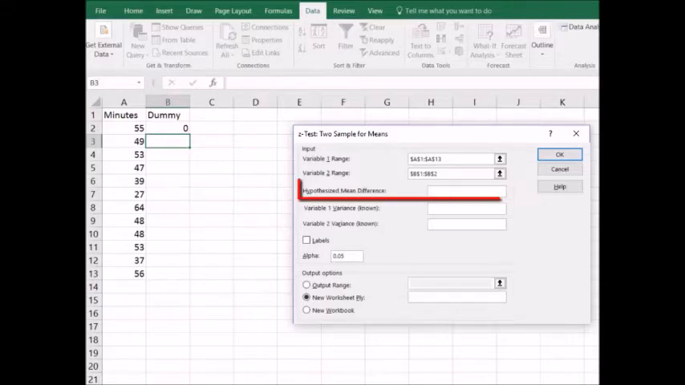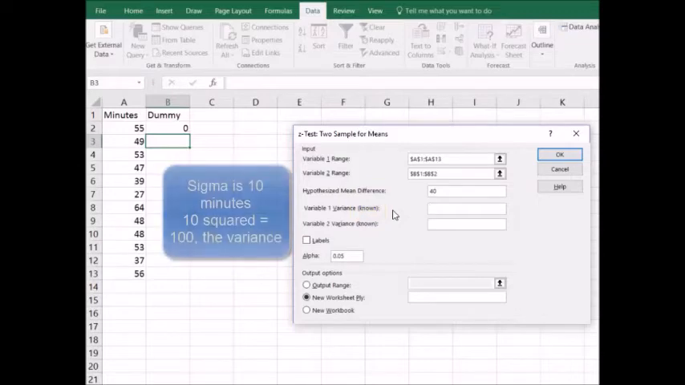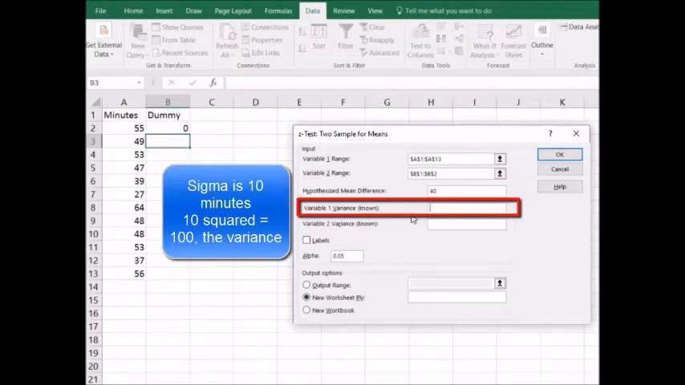Therefore, the hypothesized mean difference is 40 minutes, what the mean is that we are testing. Variable 1's variance, notice that it says known. Because we're using a z-test here, we know the population standard deviation. For variable 1, we are going to enter the variance for the population, 100.